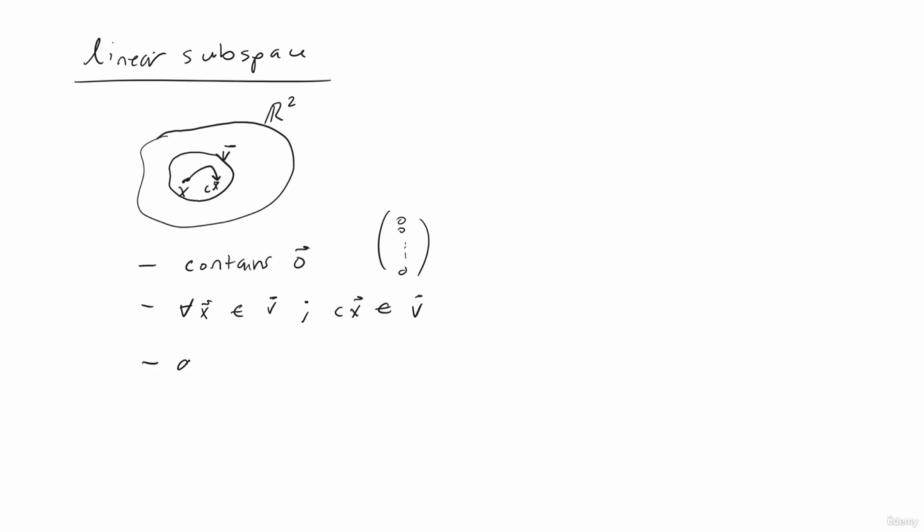The other one is that if I have two vectors a and b in V, a plus b must also be a member of V. So if I have these two vectors and I add them together, a plus b should be in V as well. And so that's a linear subspace. Now let's move on to what a basis of a subspace is. Okay, so first off, what is a basis?